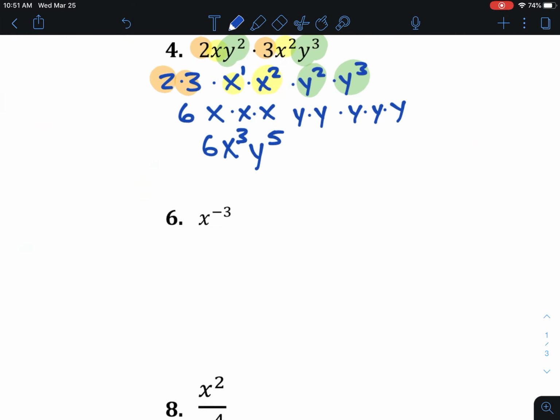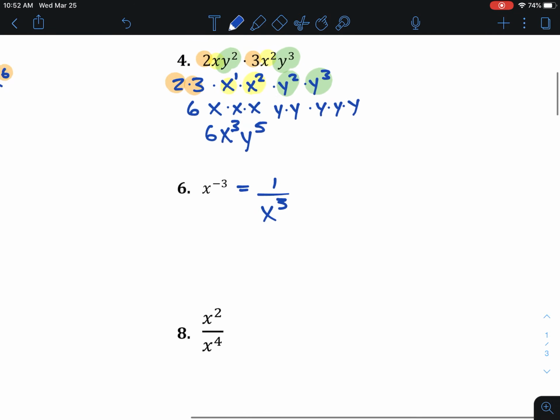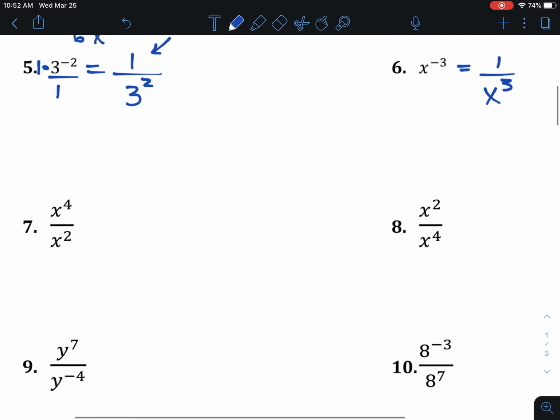So for the next one, very similarly here, this would be 1 over x to the positive 3. In order to make that negative exponent go away, we put it in the bottom and put a 1 up top to kind of fill the top of the fraction.